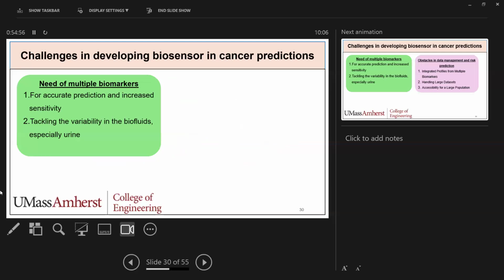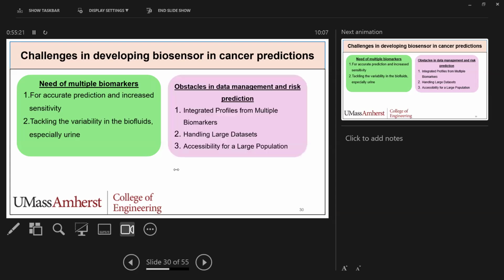So though we do this electrochemical biosensor for cancer prediction, it has its own challenges. We need multiple biomarkers to rule out false positives or false negatives, and we need to tackle the variability in biofluids, especially urine, right? And imagine, as I mentioned before, it has large data sets and accessibility for large populations, so many, right?